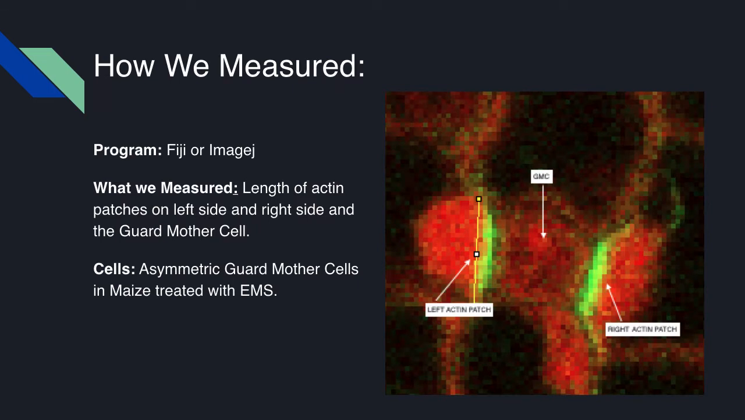And then considering how we actually measured the cells when compiling our data, we used something called Fiji or ImageJ. It's available for anybody to use. It's a program that let us analyze these confocal images. To measure, we basically measured the length of the left actin patch, the actual guard mother cell, as well as the right actin patch. The reason we measured the middle of the guard mother cell is so we can use this data and compare it to any other cell in any stage on any plant, basically.